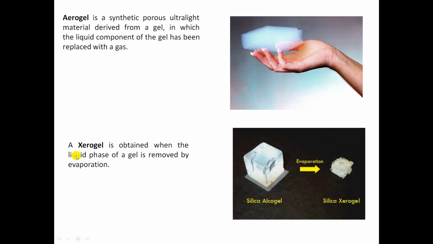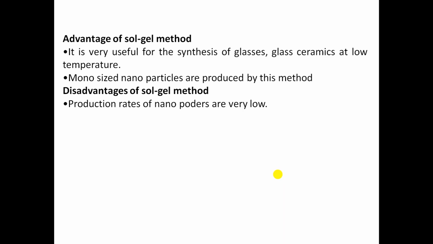Next we are going to discuss the xerogel. Xerogel is obtained when the liquid phase of the gel is removed by evaporation, but if non-volatile liquid or water is present inside the material, it will remain there, and then it looks like a solid compact material. Now we are going to discuss the advantages of the sol gel method.